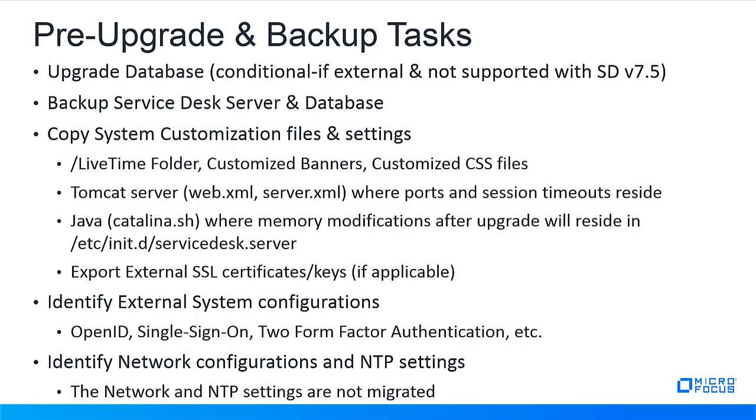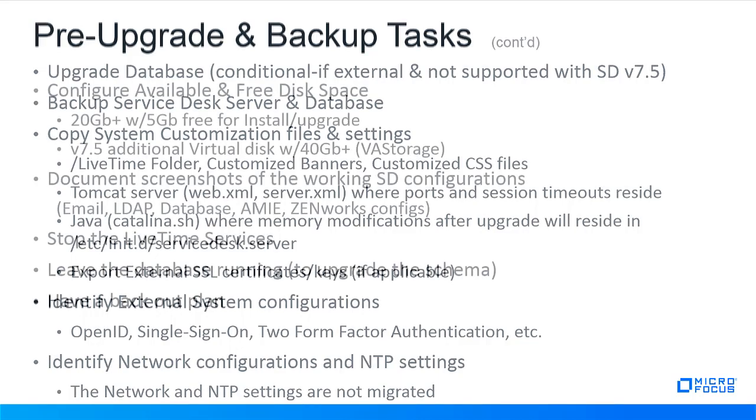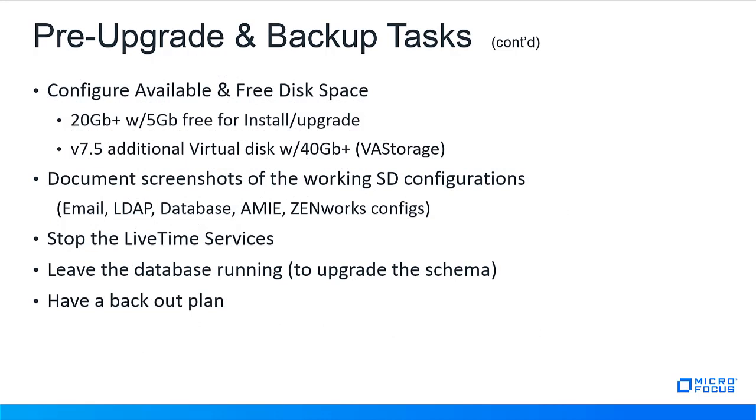The upgrade will upgrade database schema and system files. Disk space availability is required to successfully complete the migration without running out of space. I'll cover these requirements in an upcoming table as well. Basically, having 5 GB free for installation or upgrade, starting with a 20 GB drive or larger, is the most common setting. Now with version 7.5, it requires an additional storage volume, commonly known as VA storage, with a minimum of 40 GB storage and at least 5 GB available free. This is used for the common appliance upgrade model.